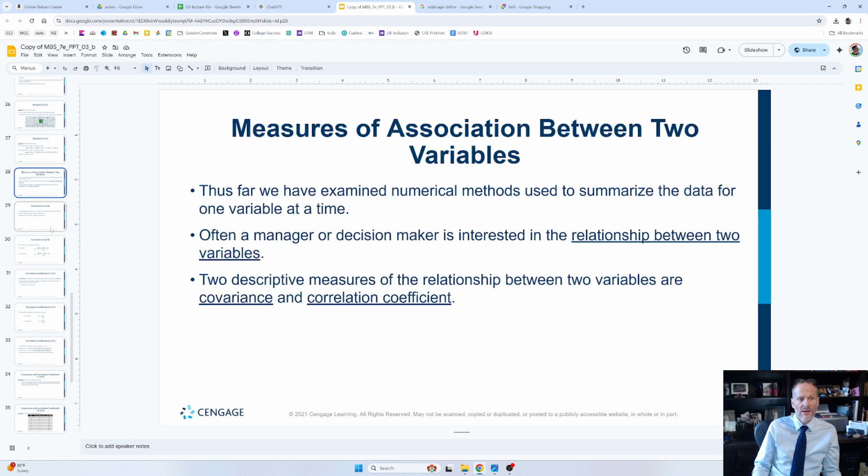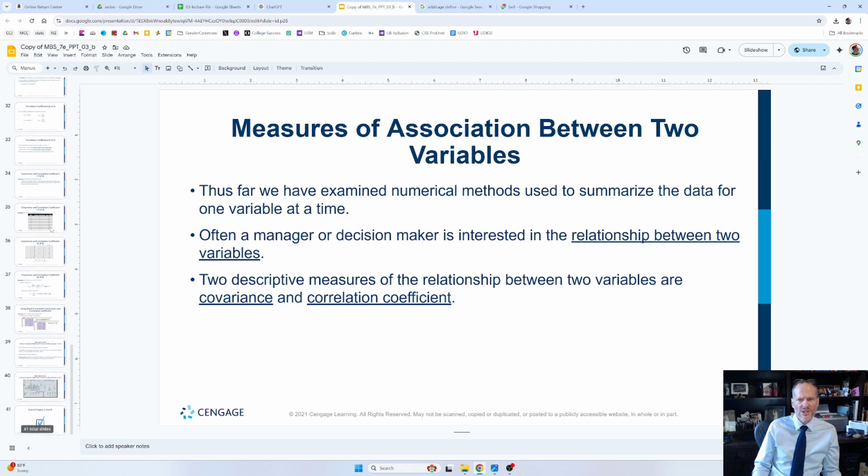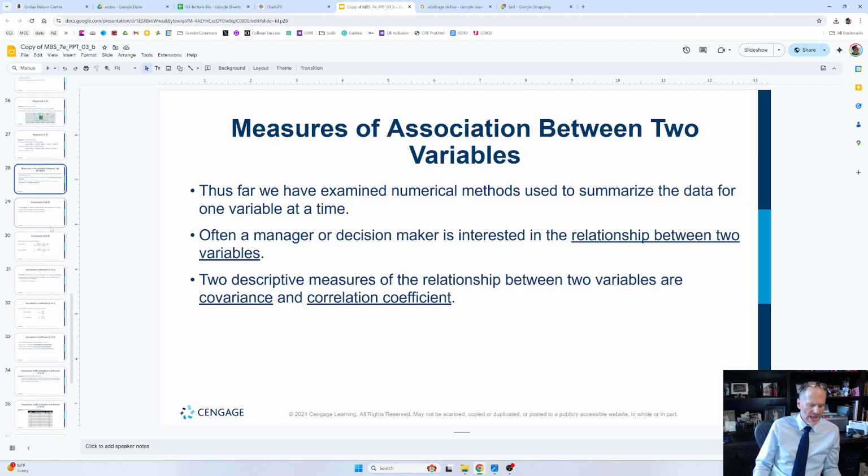And then what we still have coming is measures of association between two variables. We'll do that in the next coming videos.